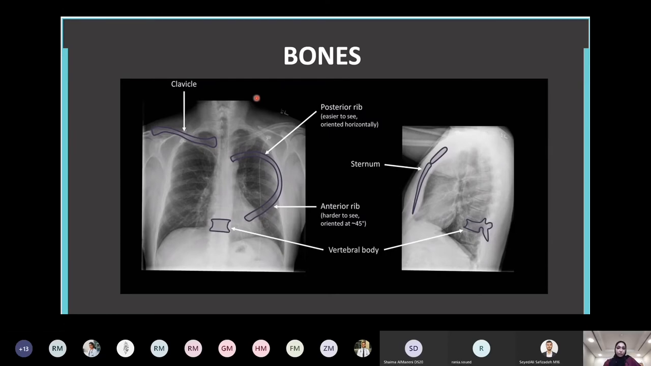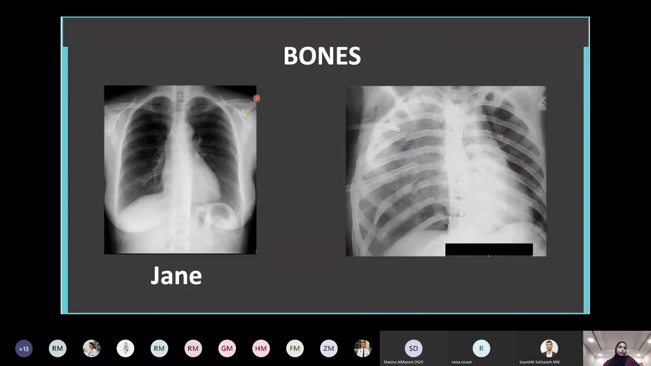Now this is going to be easy. It's pretty obvious. So this is Jane, and this is our patient. What do you guys think is going on with our patient? Fracture of multiple ribs. Perfect. Where is that? Is this on the right side or the left side? The right side. Perfect. So let's point them out.